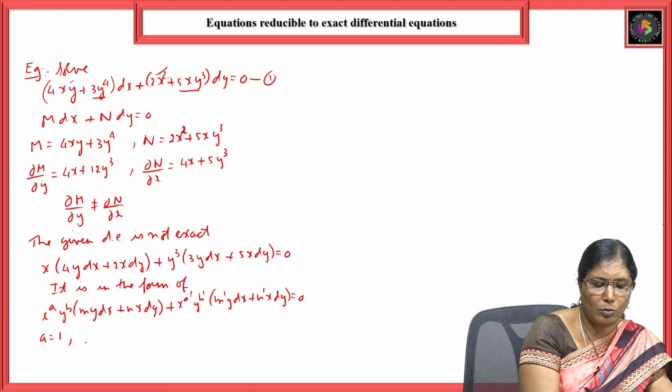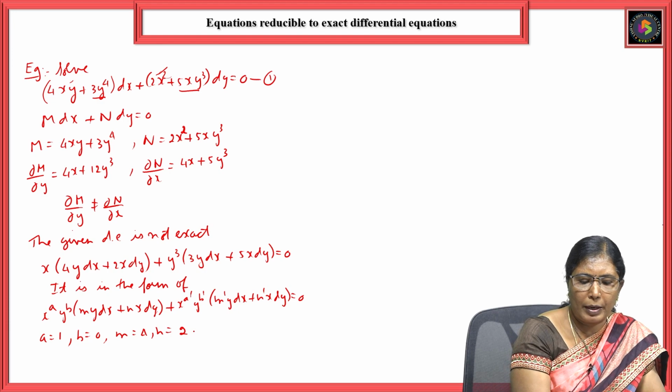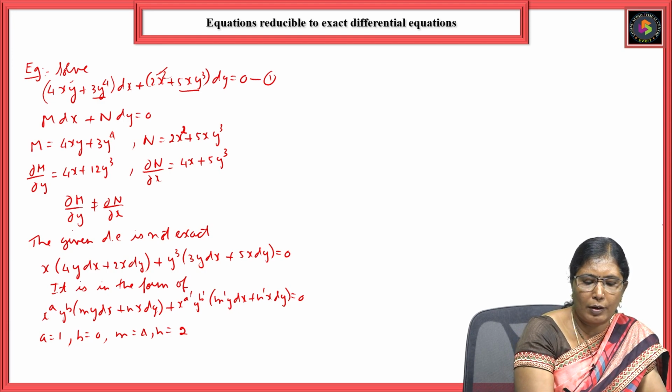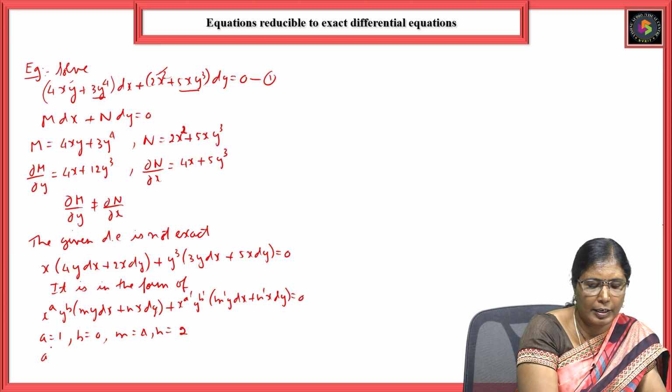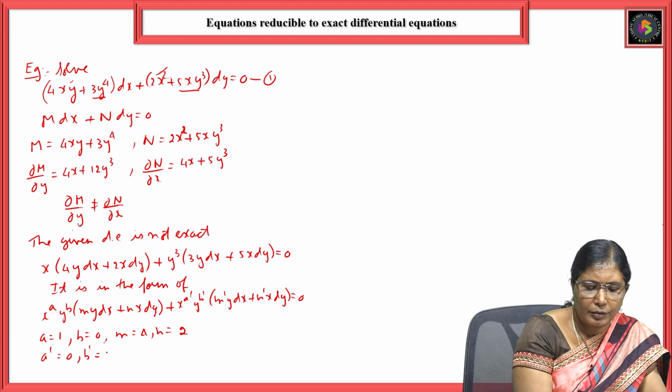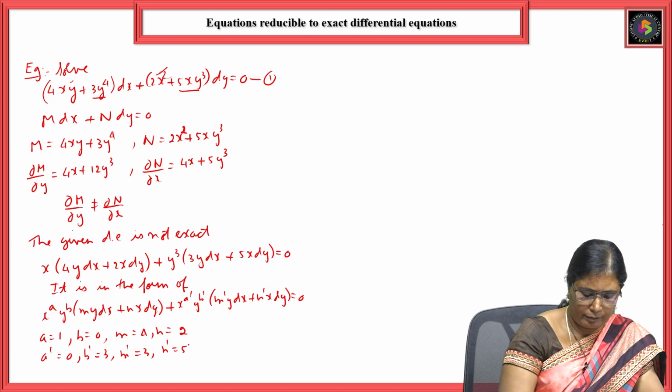We don't have y, so we can take b as 0. What is m? m is nothing but the coefficient of y, which is 4. What is n? n is nothing but 2. Now comparing here, a dash we don't have x to the power of, so we can take a dash as 0, b dash as 3, m dash as 3, n dash as 5.